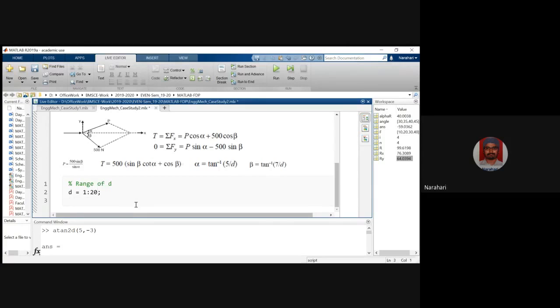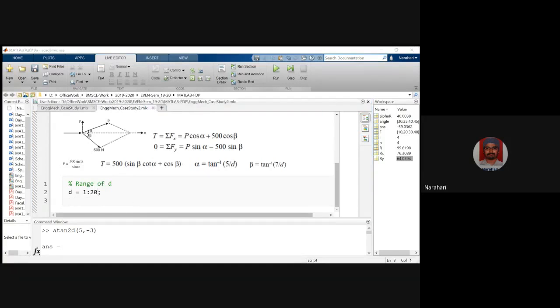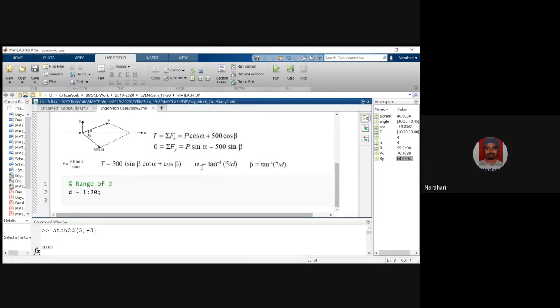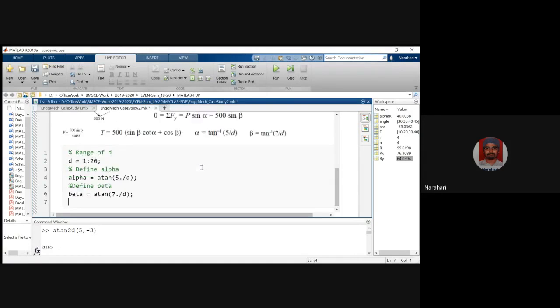Then alpha and beta we can straight away calculate from this particular d. Just because we have the value of d, we can very easily calculate alpha and beta. Now, since d is a vector, alpha and beta will also be a vector. Now, for doing any operation with a vector, you have to use this dot. If you don't use dot, what is going to happen? Okay, let us try to see this one. I'll just change this here. I'll run it and show it to you.